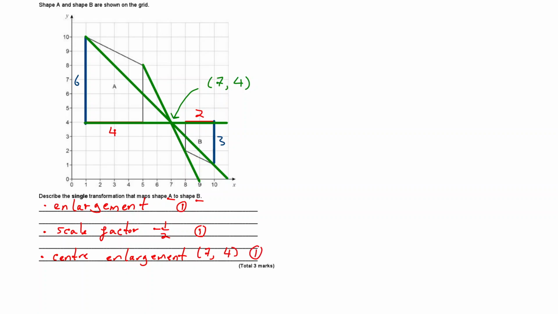So you can see, even writing the exam, you completely crumbled. You get a mark just for saying enlargement and by saying a scale factor of -1/2. And the final one by saying the centre of enlargement is 7, 4, which is this point down here. And that's the 3 marks in the bag.